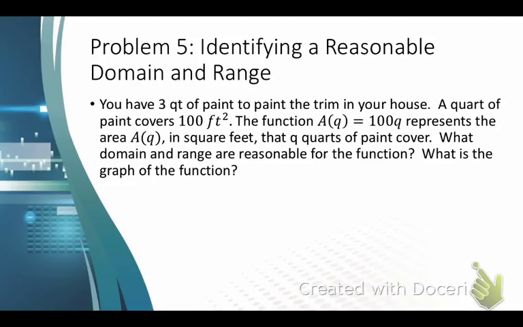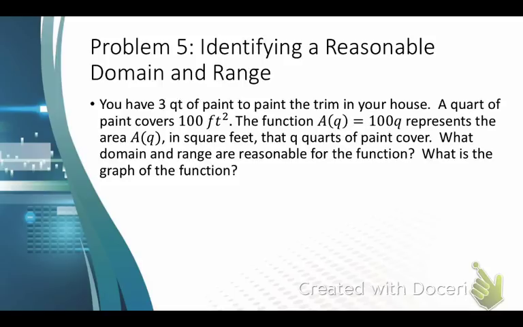And our last piece here for today, identifying a reasonable domain and range. You have 3 quarts of paint to paint the trim of your house. A quart of paint covers 100 square feet. The function A(Q) equals 100Q represents the area, A of Q, in square feet, that Q quarts of paint covers. What domain and range are reasonable for the function? And then what is the graph?